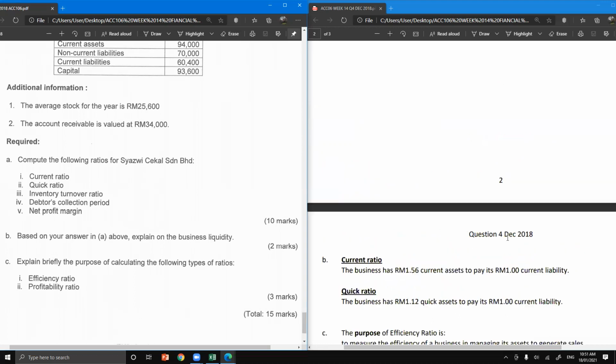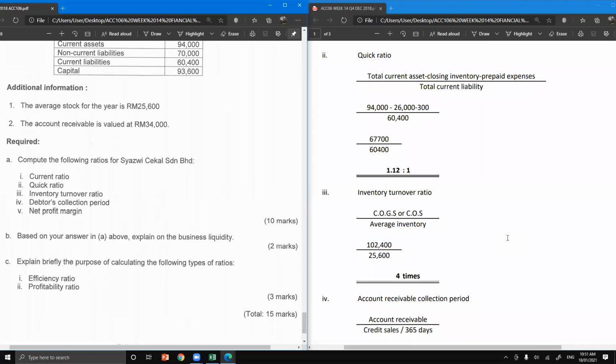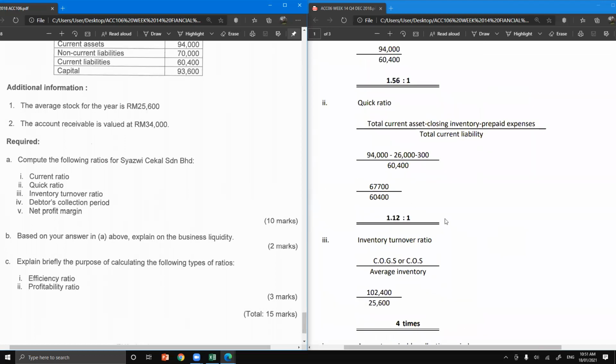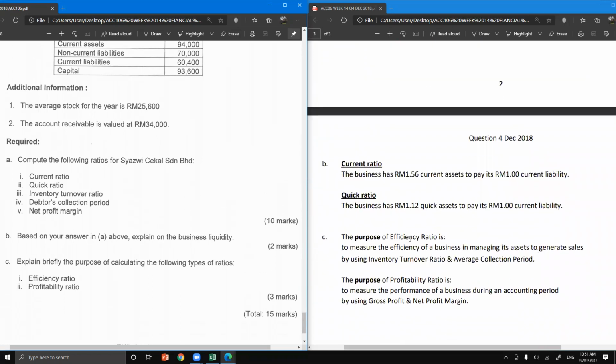And for quick ratio, the answer is in A2 above. Quick ratio is equal to 1.12. So it means that the business has 1 ringgit and 12 cents of quick assets to pay its 1 ringgit of current liabilities.